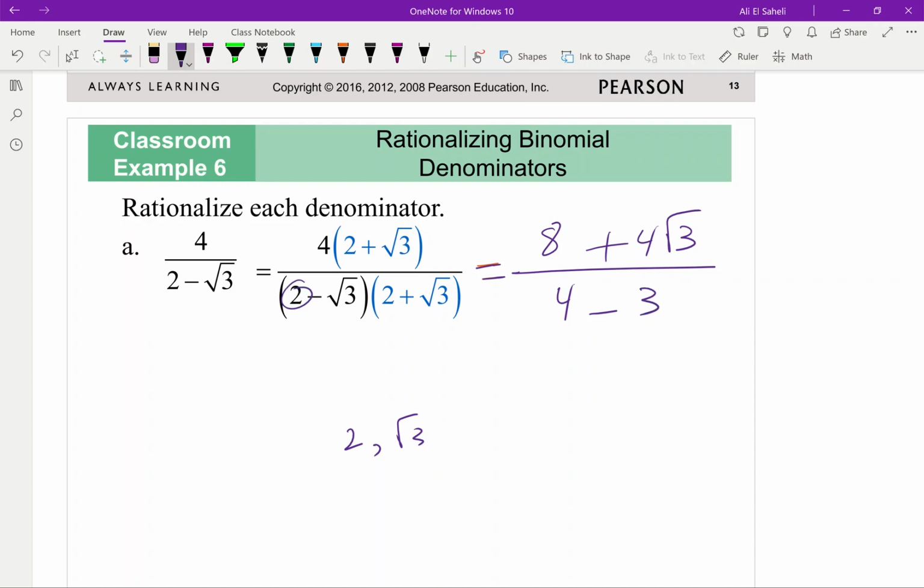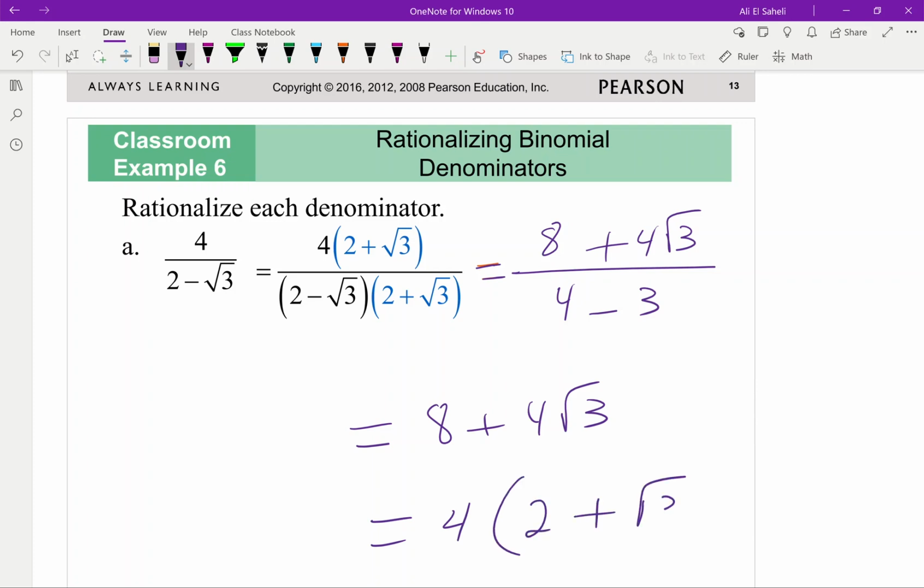Remember, the 2 doesn't have a square root. So that's why the square doesn't cancel out. So 2 squared is 4. It doesn't get cancelled out. Whereas the radical 3, if you square it, you will have a 3. You don't square the 3. Again, here 4 minus 3, the denominator is 1. So this is simply this. Or, if you like, 4 into 2 plus radical 3.